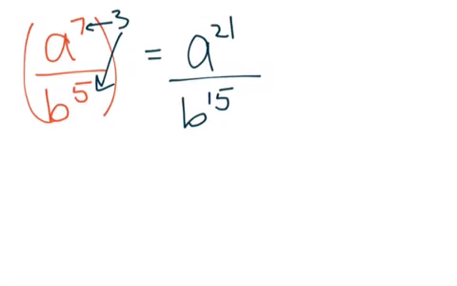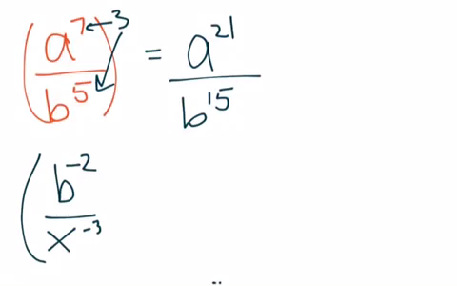Okay? Let's do a trickier one. Let's do b to the negative 2nd over x to the negative 3. There we go. Let's put that to the negative 4th. Okay?